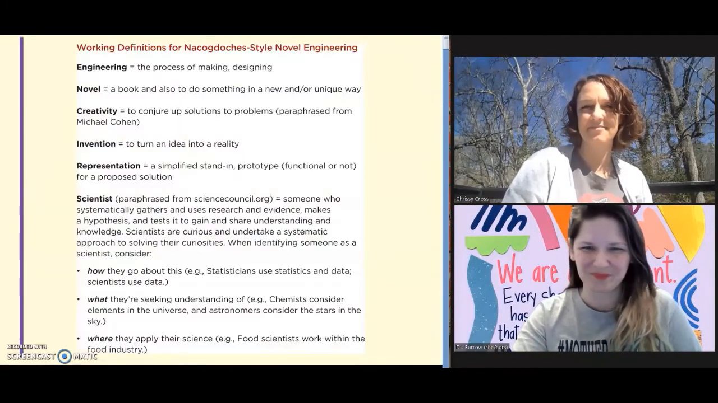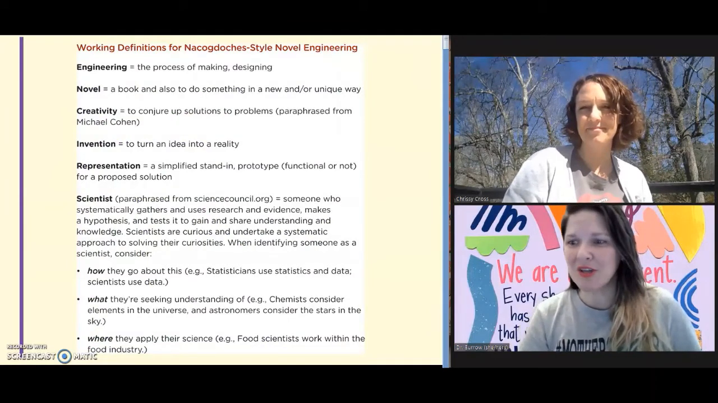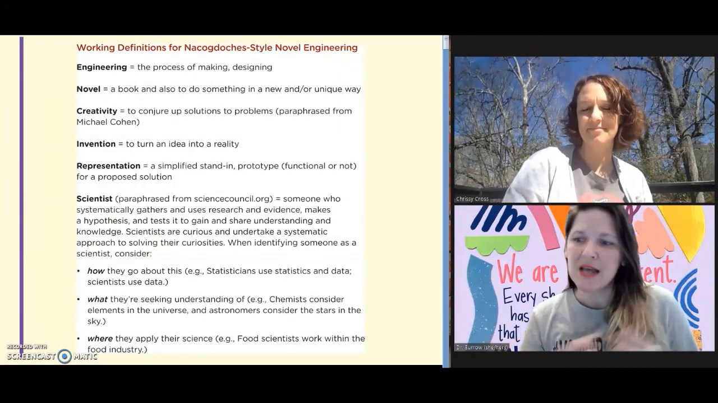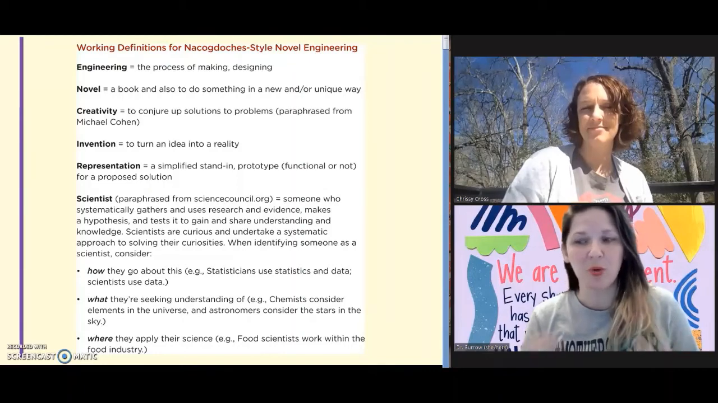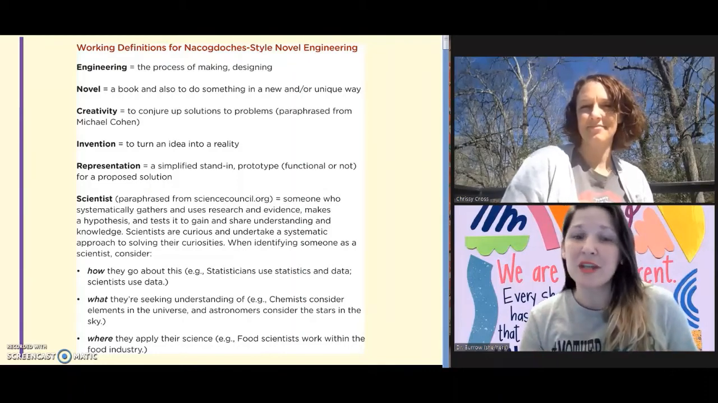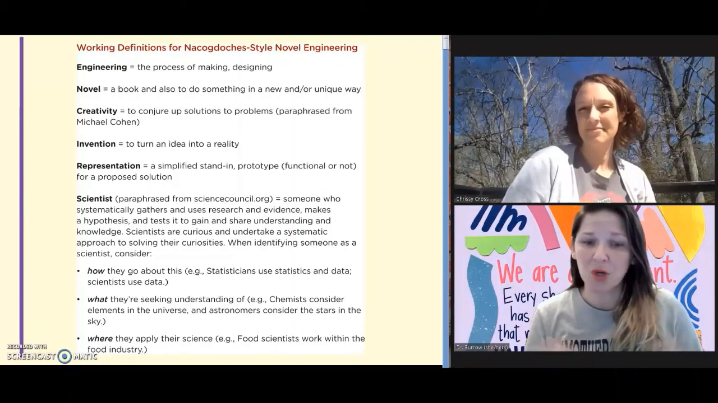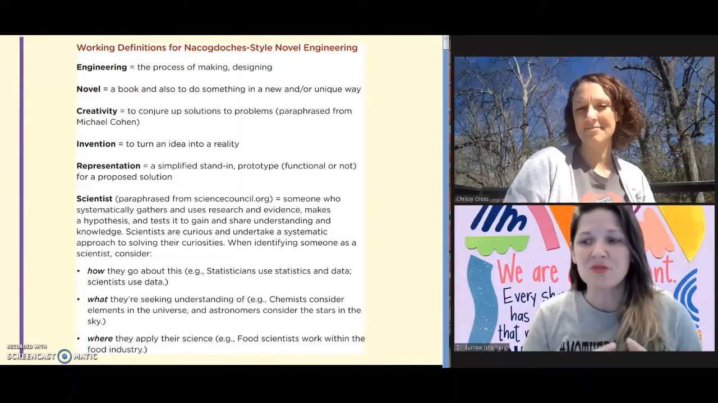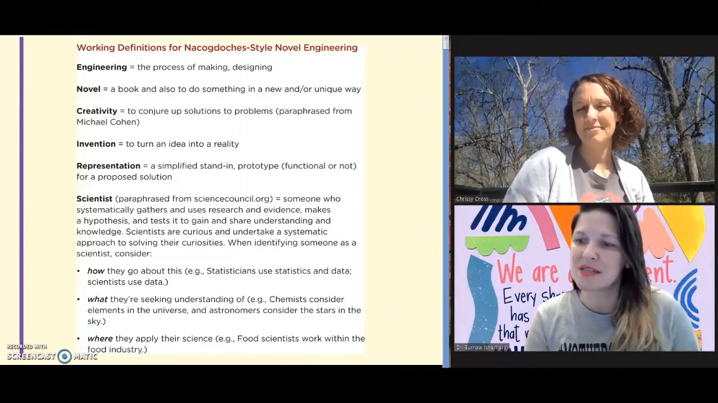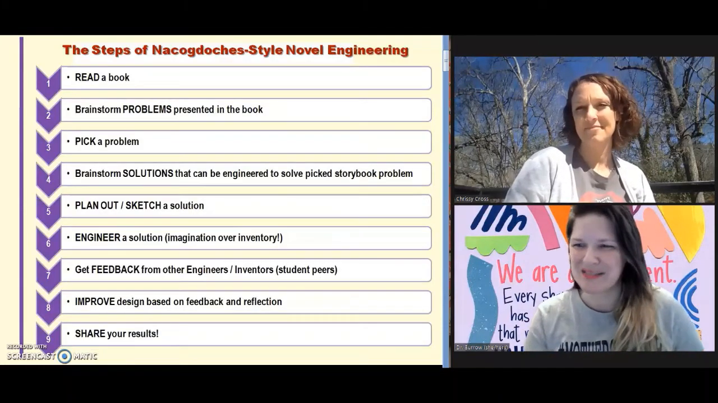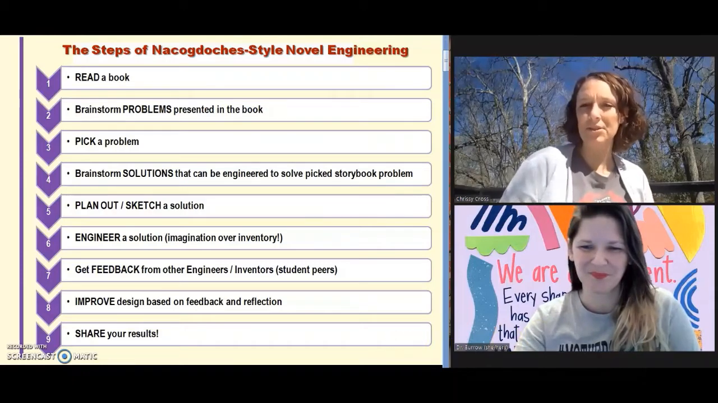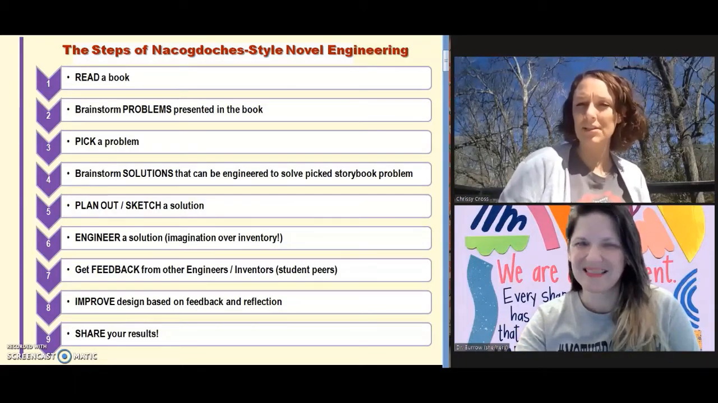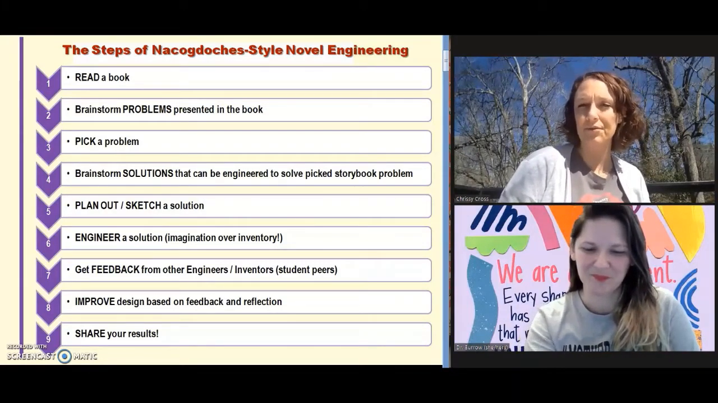We are presenting Streaming Engineering, which is based on our article from Science and Children in 2019. So we are talking about novel engineering. We want to define a few words to get us started. Novel, meaning both book and innovative. For engineering, we take a very broad term of just being a maker. And for scientists, we borrow from the sciencecouncil.org definition, which is very inclusive and shows that science goes across many disciplines. We partnered with a local elementary school to help encourage the students there to be scientists and go through the process of engineering based on a novel.